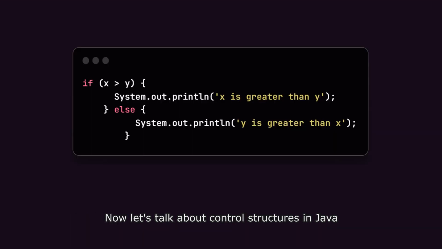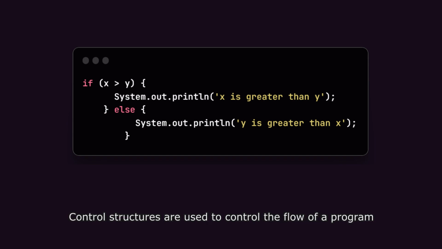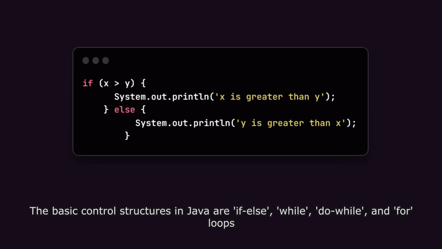Now let's talk about control structures in Java. Control structures are used to control the flow of a program. The basic control structures in Java are if-else, while, and for loops.